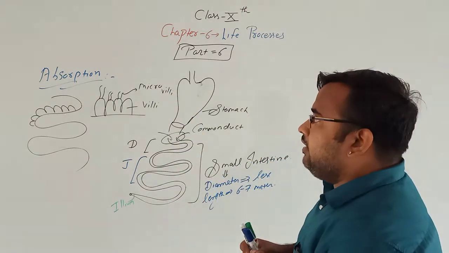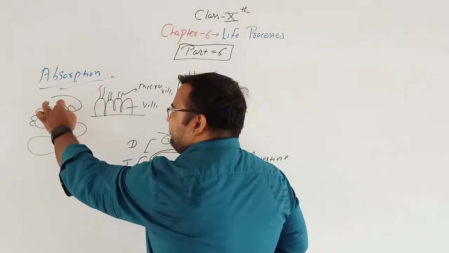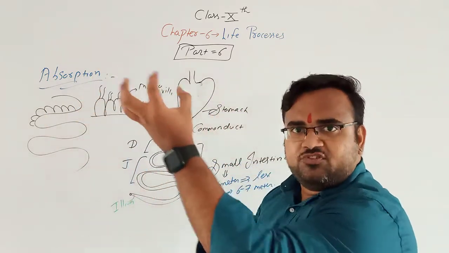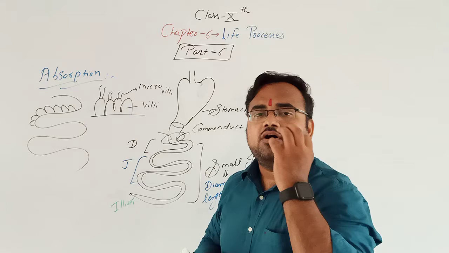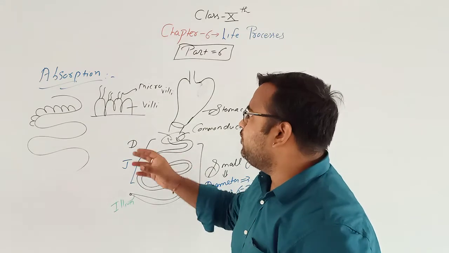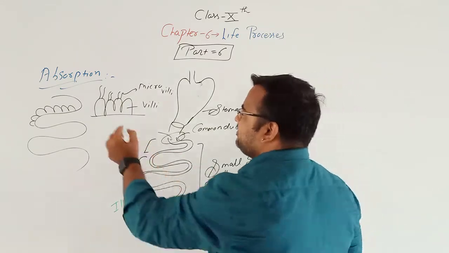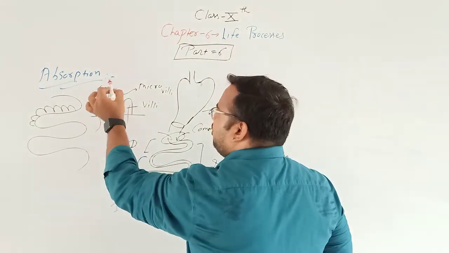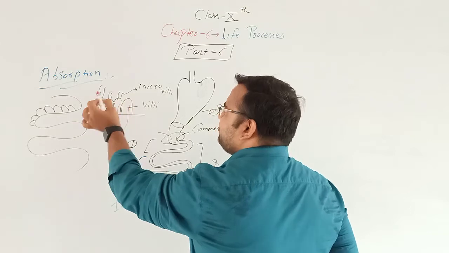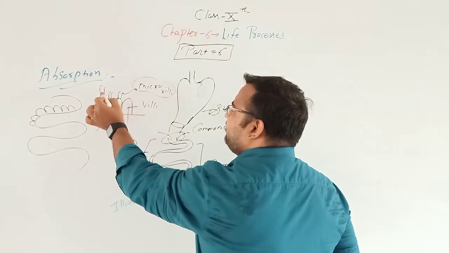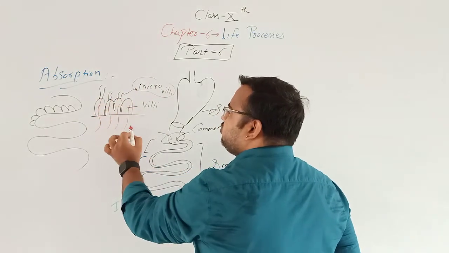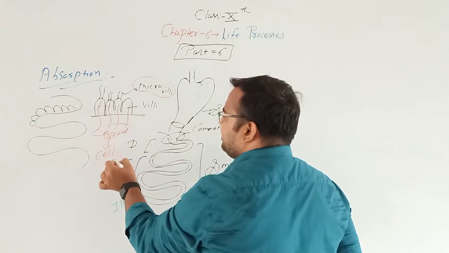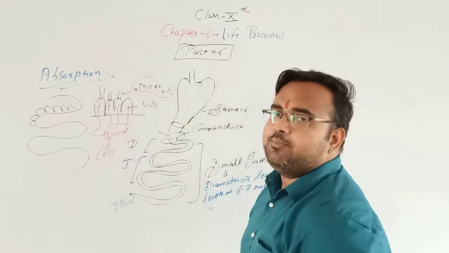Now when the food travels through this pathway, the microvilli absorb the important or essential parts of our food and supply them to the blood vessels. Here there are blood vessels. The essential substances absorbed by the microvilli are supplied to the blood vessels, and through the blood they are transferred to the body cells.